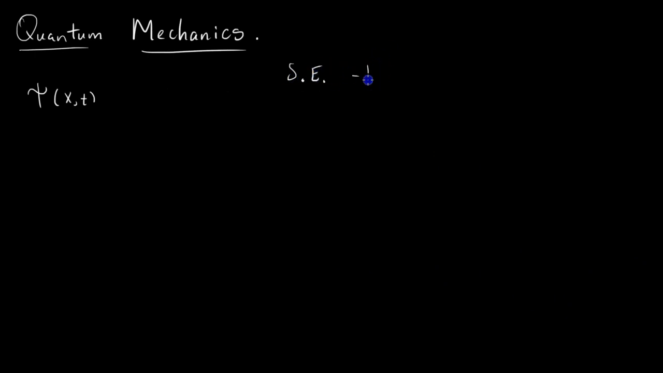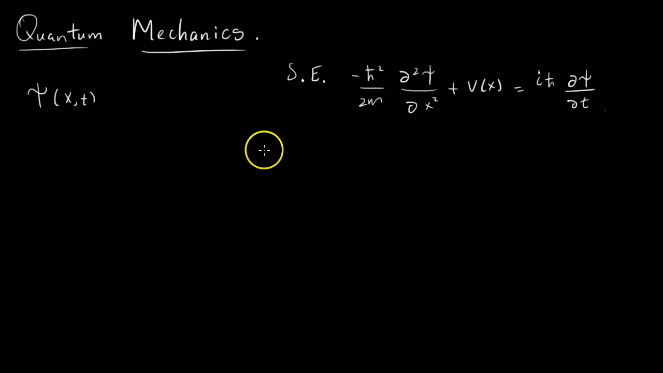which is negative h bar squared over 2m, just a constant, times the second partial of psi with respect to position, plus the potential, a function of only position, times psi, is equal to i h bar, where i is a complex number, times the partial of psi with respect to time. This shows the time evolution of the wave function. It's pretty important. We're going to get back to it later in this lecture.